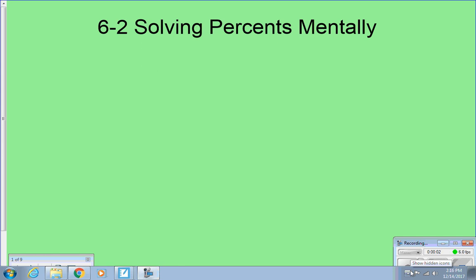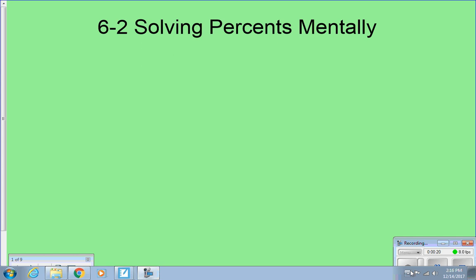Solving percents mentally. Here's the good news. We did those last year. So you know a little bit about this already. And if you were in my class, I think we took a few days and we talked about this. We did a group project where we did stuff together face to face. We figured it out in our heads.